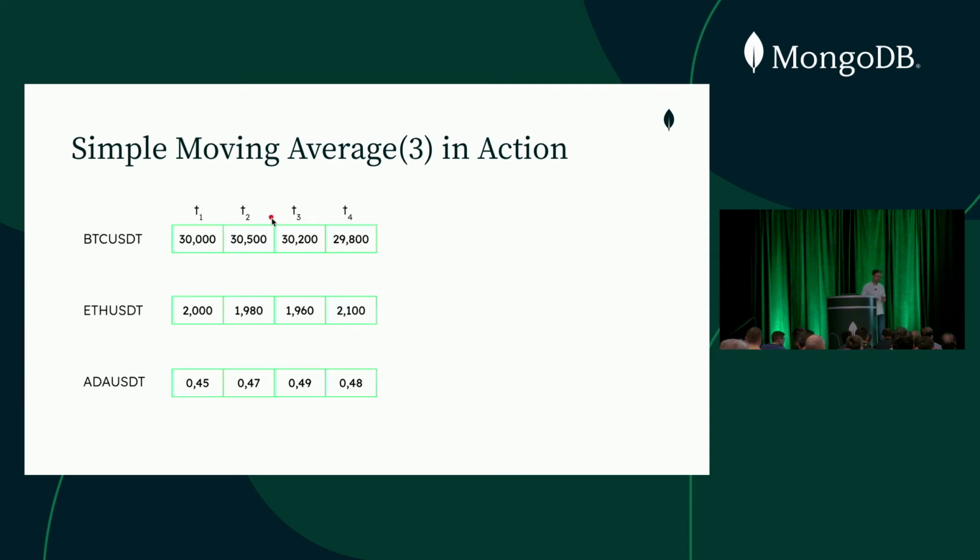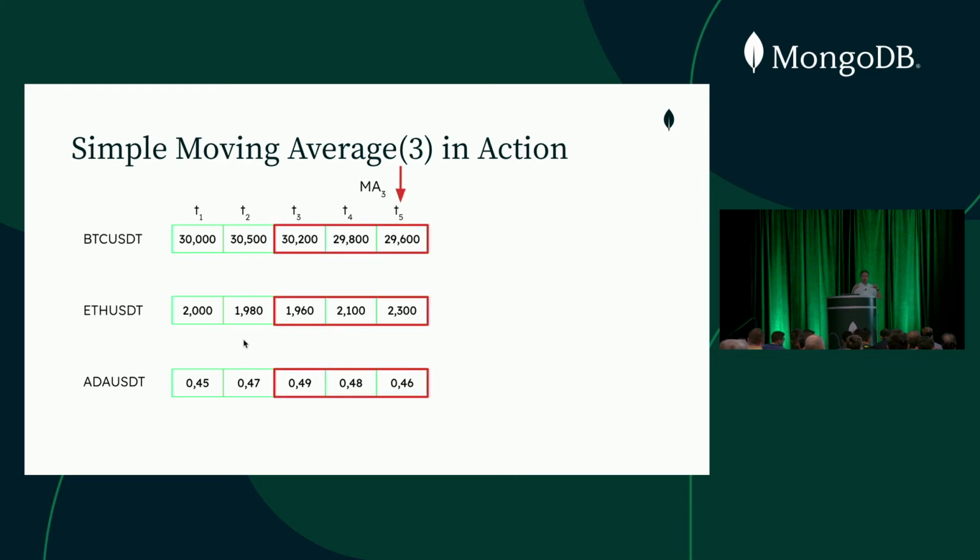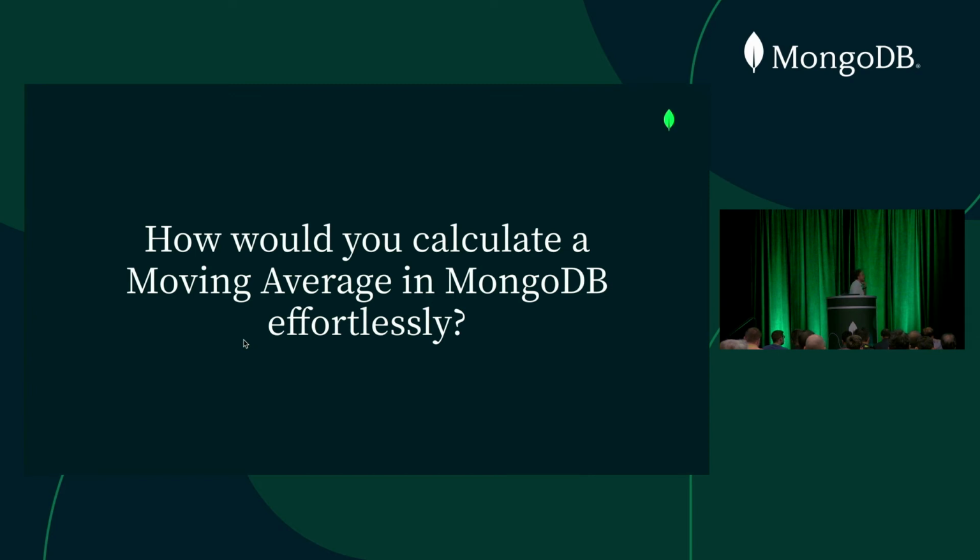For day 4, we need to discard the first day's record, because we only need to consider 3 days for the moving average, okay? And for day 5, we need to discard the first 2 days, because we are getting a 3-day moving average. So this is how you would calculate it on paper, right? This is the way moving average is calculated. So how would you calculate the moving average in MongoDB effortlessly?